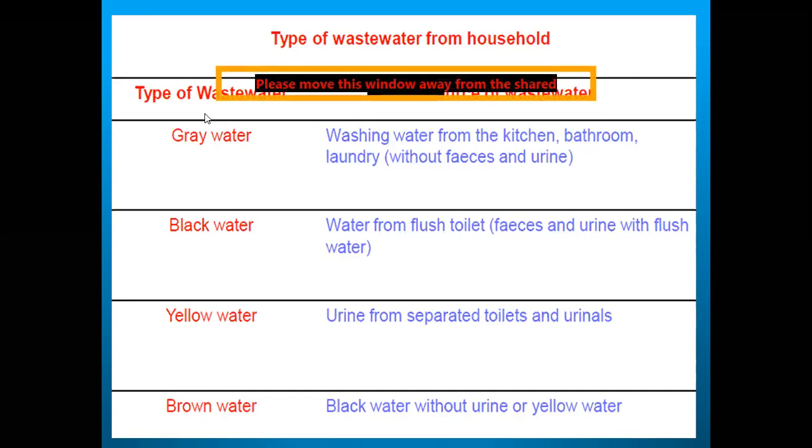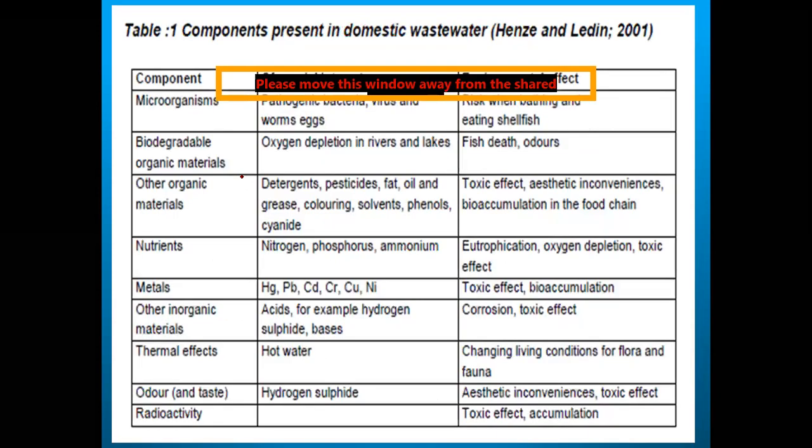Sources of wastewater: when asked, you have to say the three main sources. Okay. Now, what are the components present in the domestic wastewater? If you see the table here, what are the components?